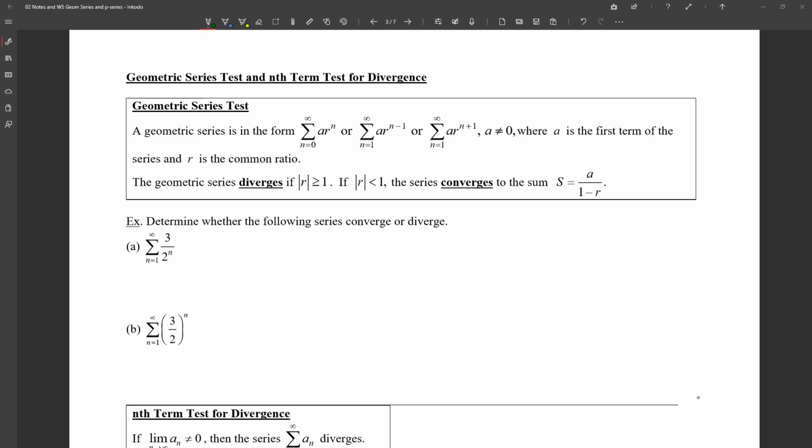Okay guys, today what we're going to talk about is three tests to see if series converge or not. The first one is the geometric test, which we've already talked about, and so we'll rehash it again today. The nth term test for divergence.